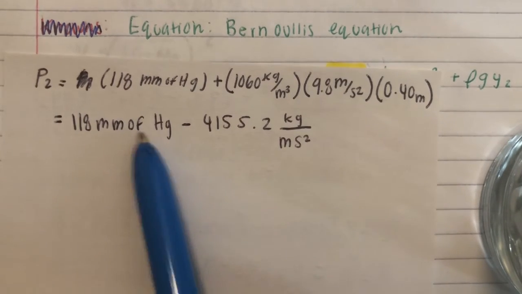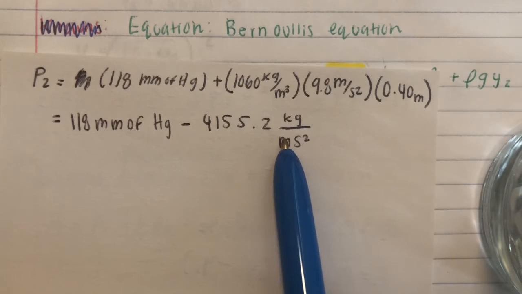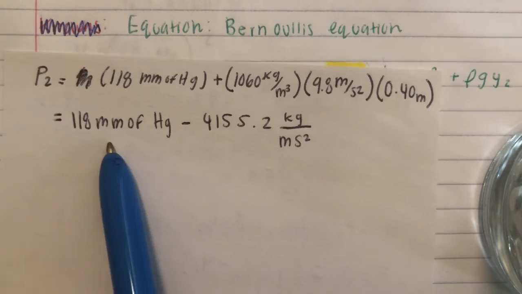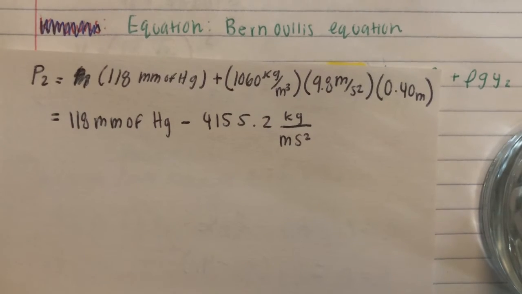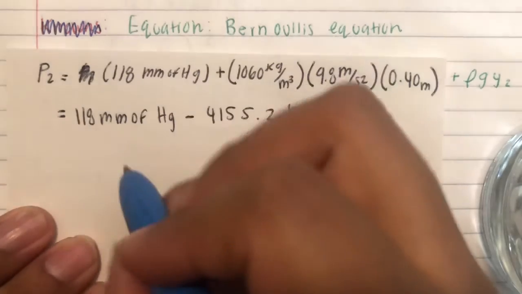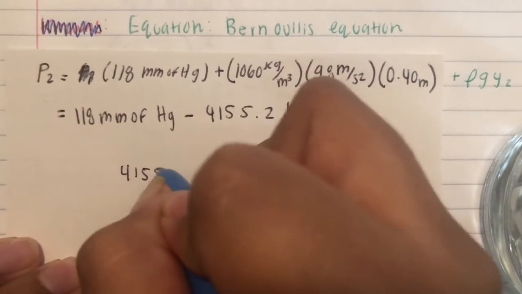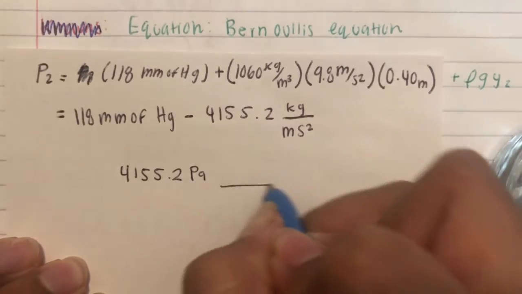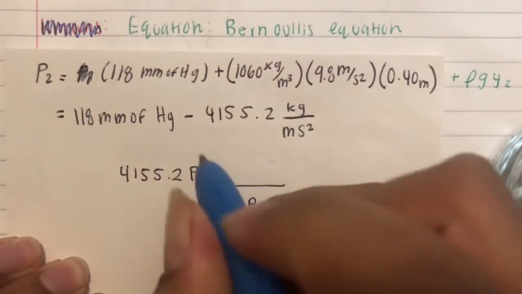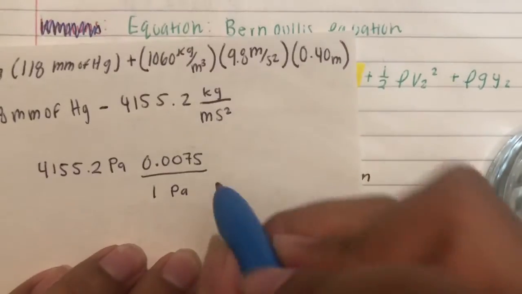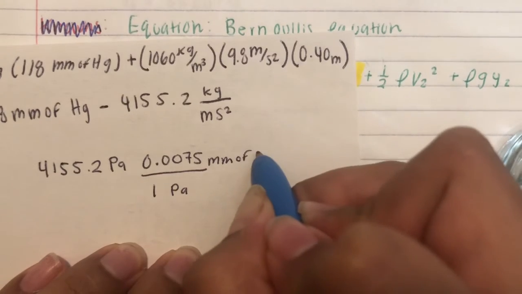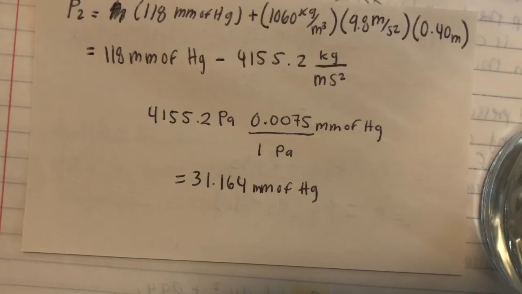So these are different pressure units. This is actually in pascals, so we're going to convert this to millimeters of mercury. Let me just do that conversion really quick right here. In 1 Pascal, there is 0.0075 millimeters of mercury. So that's going to give us 31.164 millimeters of mercury.